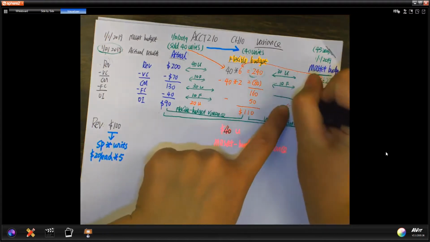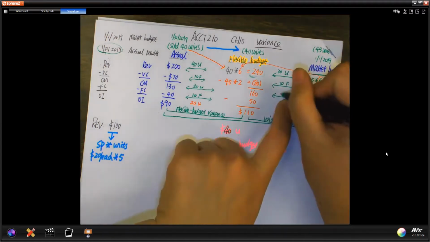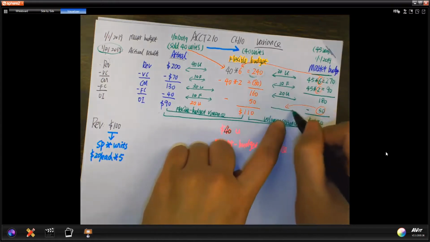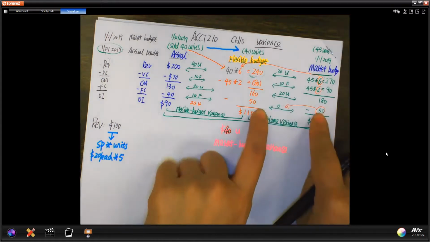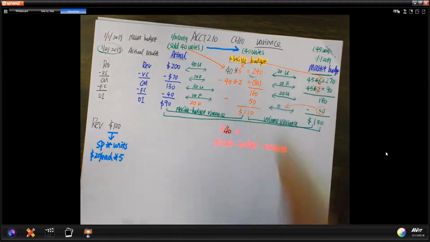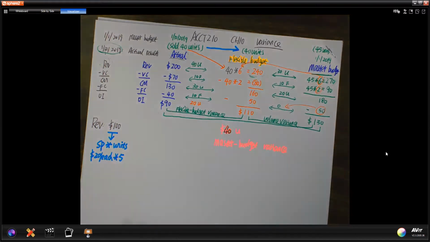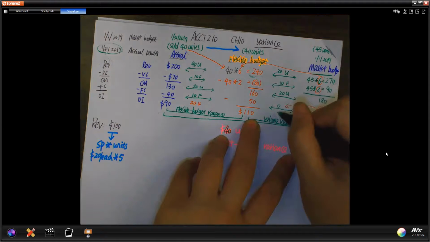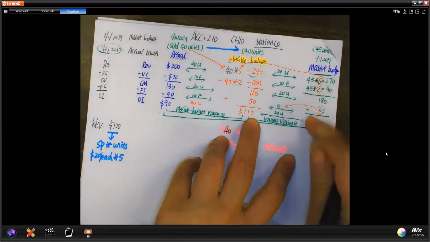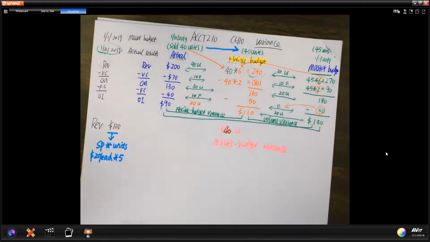And then your contribution margin is $20 unfavorable. Your fixed cost variance will always be 0 because we just carry the fixed cost from our master budget to our flexible budget. So in total, you have this $20 unfavorable as your operating income, 110 versus 130.